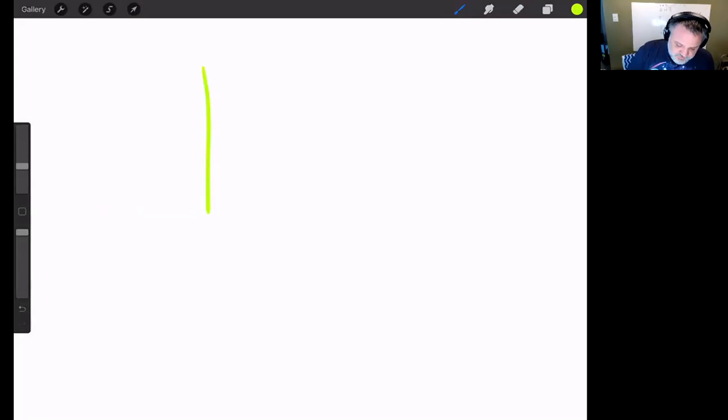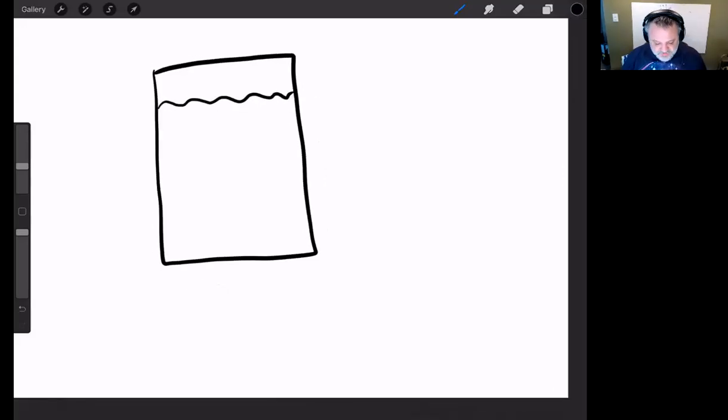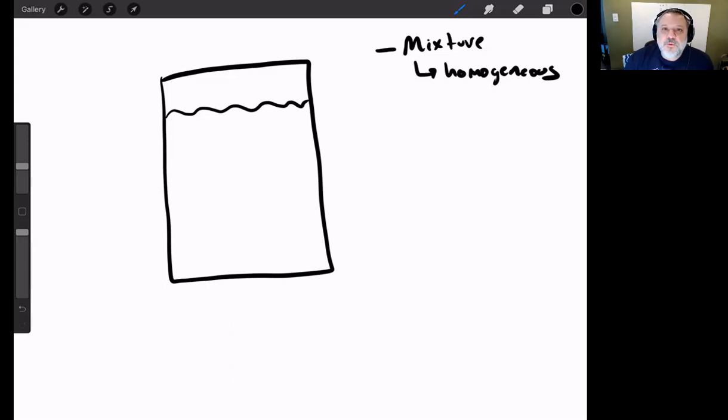All right, so let's say we have a solution. We've already talked about solutions in the sense that we've defined them as homogeneous mixtures. So we know that it is a mixture, and we know that it is also homogeneous. But what we want to do is express how much of a solute is in the solution. Let's make sure we've talked about this. There are two components to a solution: the solvent and the solute.